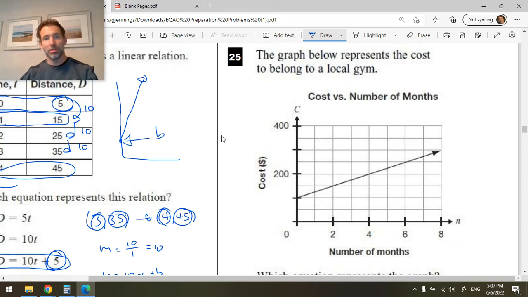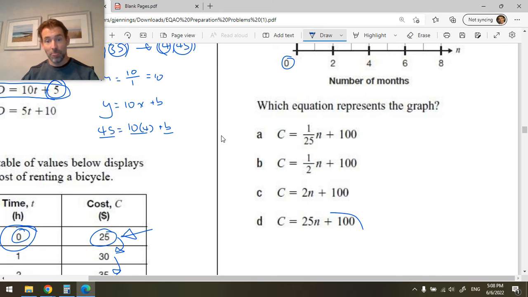The graph below represents the cost to belong to a local gym. So it looks like there's a $100 fee to sign up even if you want to be their member for 0 months. Of course, you wouldn't do that, but that's like an introductory fee. And then you pay the monthly rate. So it looks like the monthly rate is $25 because I went up from 100 to 150 after 2 months. And then after 4 months, I'm at $200. So if I started at $100 and then it took me 4 months and now I've paid $200, then I must be paying $25 a month. And it started at $100.